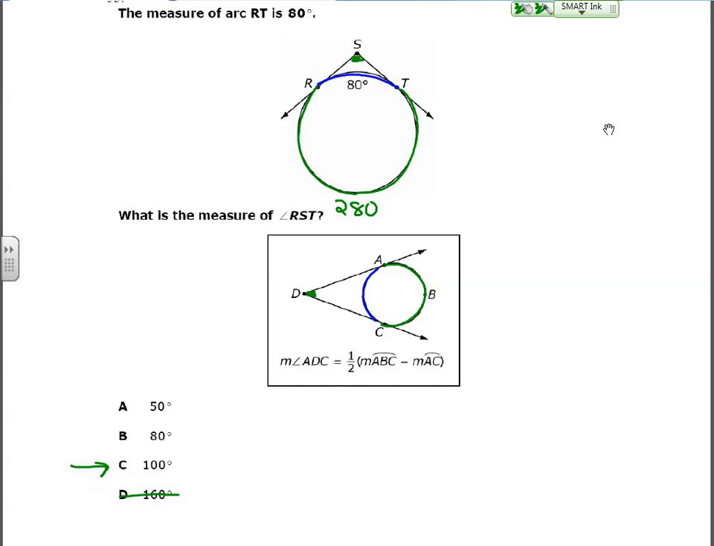So if the outside angle there, ADC, or in our case RST, is half the difference of the big and the small, 280 minus 80 is 200. Half of that, we were right, 100. But again, logic got us there a lot faster.